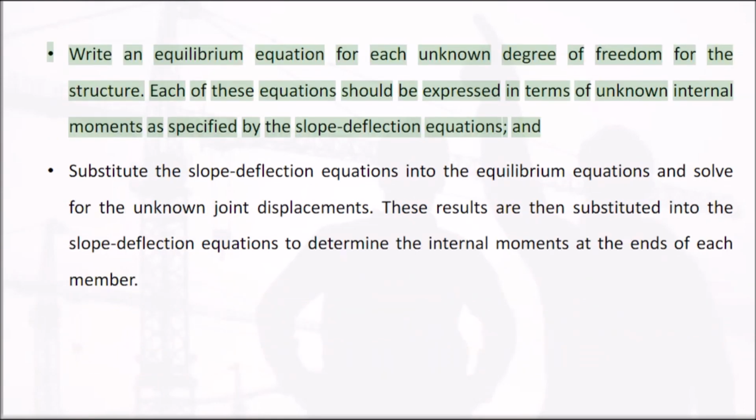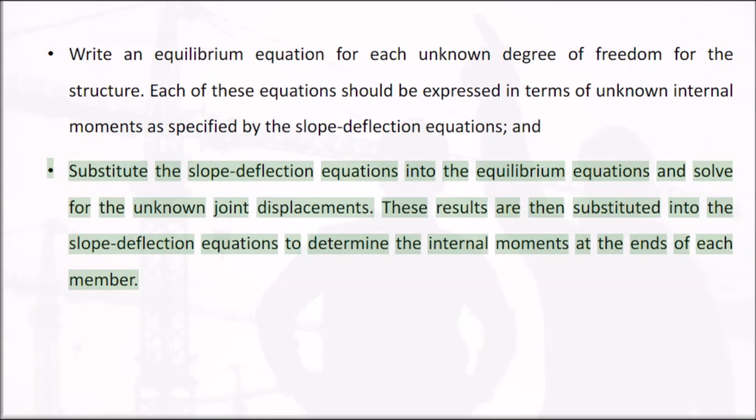Write an equilibrium equation for each unknown degree of freedom for the structure. Each of these equations should be expressed in terms of unknown internal moments as specified by the slope-deflection equations, and substitute the slope-deflection equations into the equilibrium equations and solve for the unknown joint displacements. These results are then substituted into the slope-deflection equations to determine the internal moments at the ends of each member.